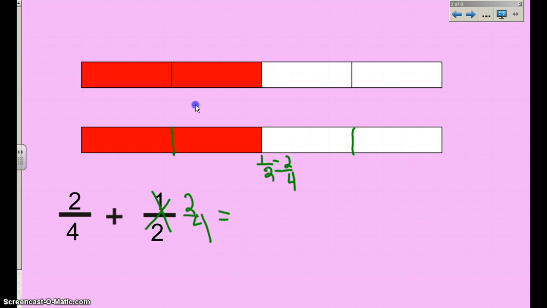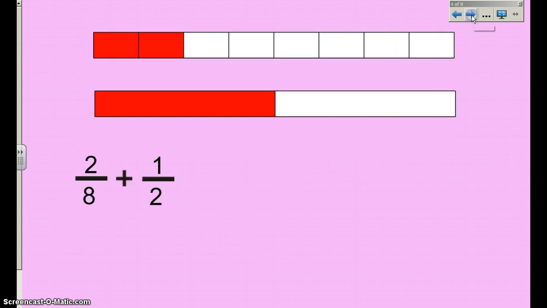Well, I can easily use my model and see 1, 2, 3, 4. 4 equal parts out of 4 equal parts. Our equal parts didn't change. So I have 4/4, which is equivalent to 1 whole. So 2/4 plus 1/2 is equal to 1 whole. All right, let's go look at another example.